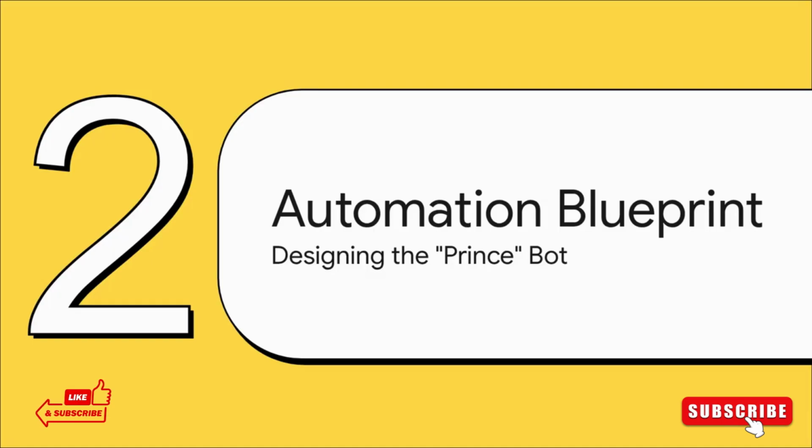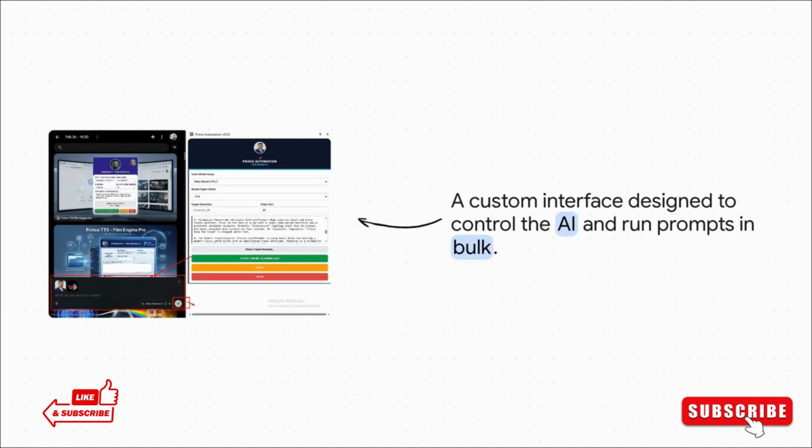So that's the big question. How do you solve that scaling problem? Well, this is where our solution comes in. A custom-built Chrome extension designed to automate that entire creation process. And here it is. This is the blueprint for what's called the Prince Automation Extension.